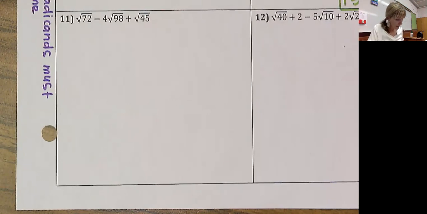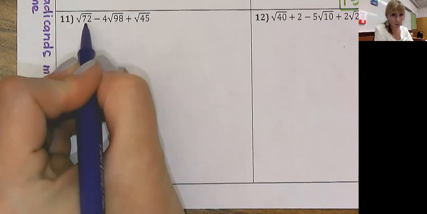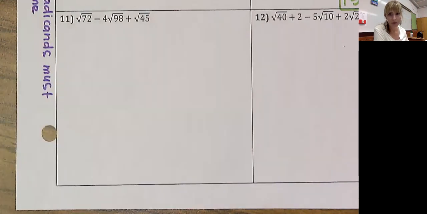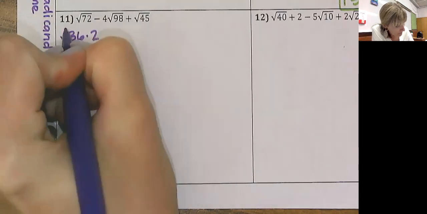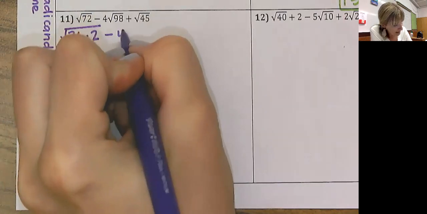So here we go. I am going to start by figuring out the largest perfect square factor of these. And I'm going to do that by dividing by things that I know are allowed to stay inside. I always start with 2. And guess what? 72 divided by 2 is 36. Look at the top of your paper. Is 36 a perfect square? Yes, it is. 36 times 2. I'm going to rewrite that right now. Minus the 4 stays there.